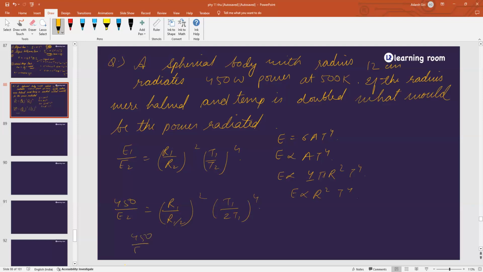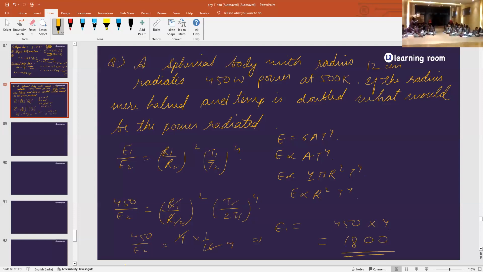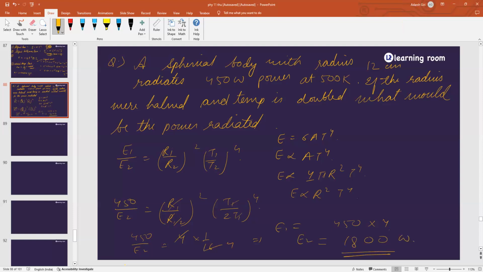So 450 by E2 is 4, and it will be 1 by 2 to the power 4. 2 to the power 4 is what? I guess 16. 1 by 16. So E2 is nothing but 450 into 4. Here 4 and 4 cancel. 1800. Understood? Everybody? Did you understand this?